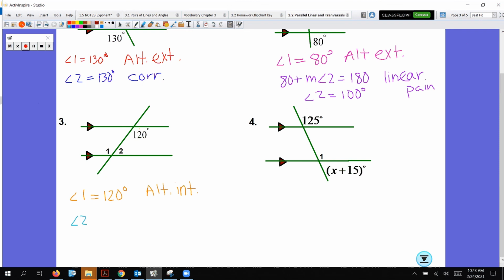So angle 2, or I should say the measure of angle 2, plus 120 degrees equals 180 degrees because it's consecutive interior, which makes them supplementary. Well, I simply subtract 120 from 180 and I get that angle 2 is equal to 60 degrees.